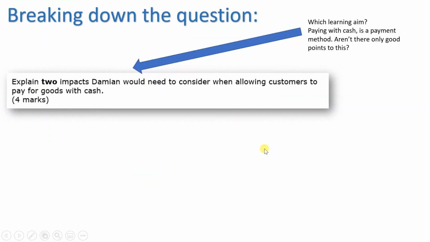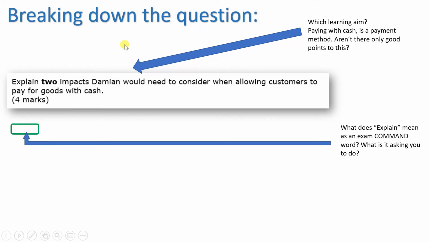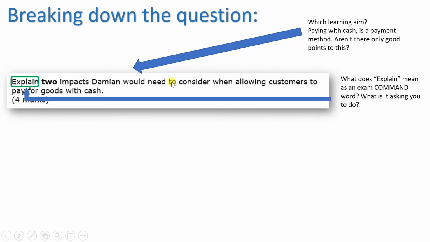So let's break down the aim first of all. Which learning aim is this? This is part of learning aim B. It's about paying with cash, as cash is part of payment methods. So the question we need to start thinking about is, aren't there only good points with paying with cash for businesses? Next, it's about the exam command word explain, and what explain is asking you to do, and explain asks you to set out purposes or reasons for something.